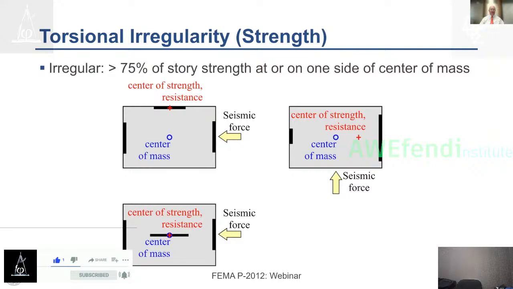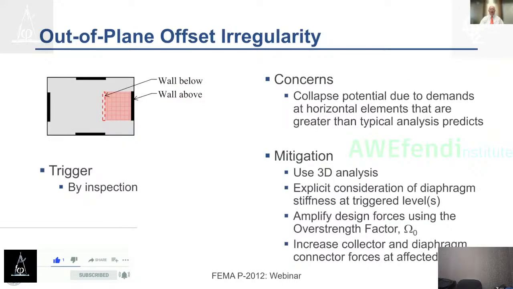The top left case, it's a U-shaped system. All of the resistance is on one side of the building for the left-right direction. And so we would expect that we could get some twisting if we get yielding. In the bottom case, all of the resistance is at the center of the building in the left-right direction. So again, when the real ground motion that it's experiencing is not perfectly concentric, we could get twisting that we would not have anticipated. So these would be irregular, and we'd have to think about the requirements as outlined in ASCE 7-22.